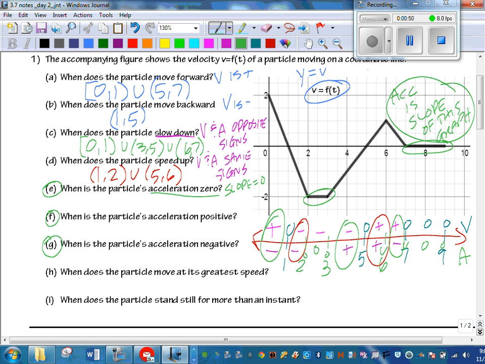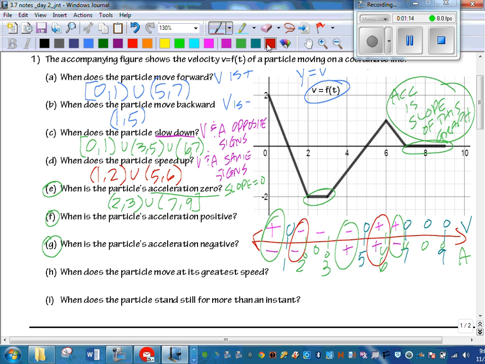So from 2 to 3, and from 7 to 9. Right, so that endpoint is included again. That 9 is included. Slope is 0 there, but at this point, at 7, it's not because there's a sharp turn. Left-hand derivative is not equal to the right-hand derivative.